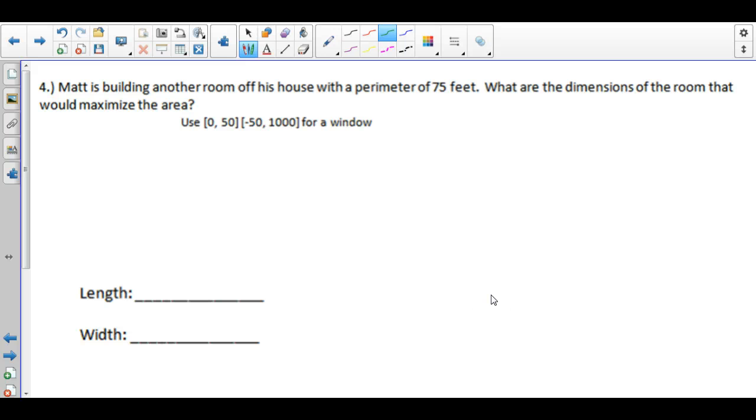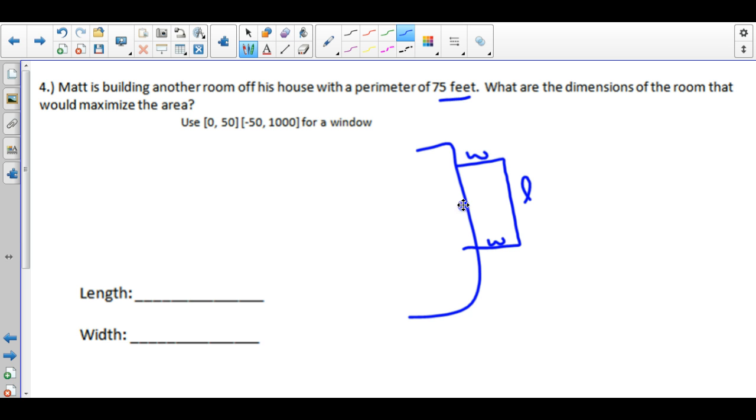2 more. Matt is building another room off his house, and he wants the perimeter to be 75 feet. And I want to know what are the dimensions of the room that would maximize this area. So he is building this off of his house. So I have a width here, I have a width here, and I have a length here. I'm assuming that this side of his house he's not going to add more material on. So we're talking about 3 sides here. And I'm hoping that this thing works out.